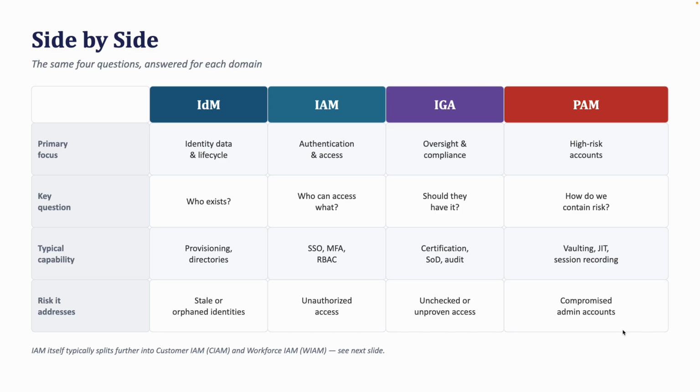And the risk IDM addresses is the fact that accounts are stale or orphaned, and how do we clean it up. IAM addresses the risk of unauthorized access. IGA addresses the risk of unchecked or unproven access. PAM addresses the compromised and admin accounts, and it attempts to avoid someone else getting elevated privileges and so forth.